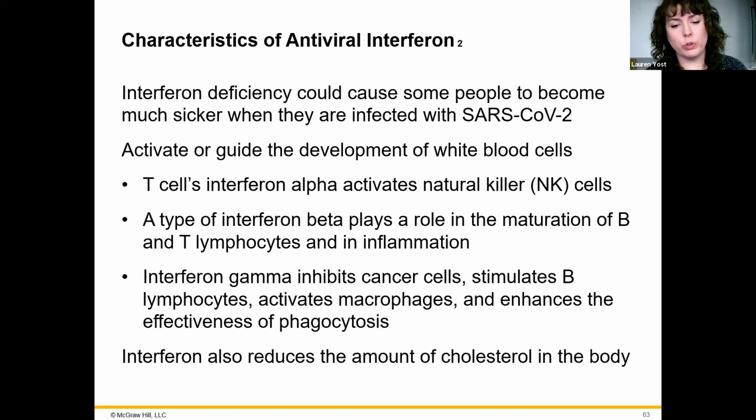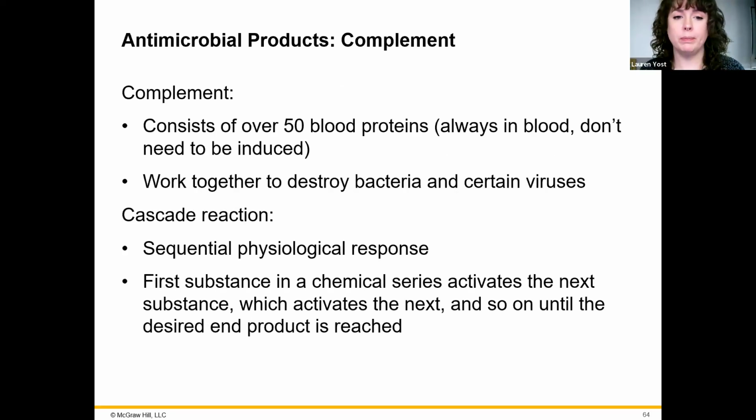Pretty cool. It also apparently reduces the amount of cholesterol in the body. That's literally the first time I actually read that. So there you go, something.